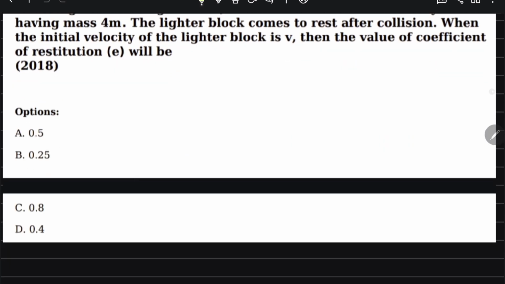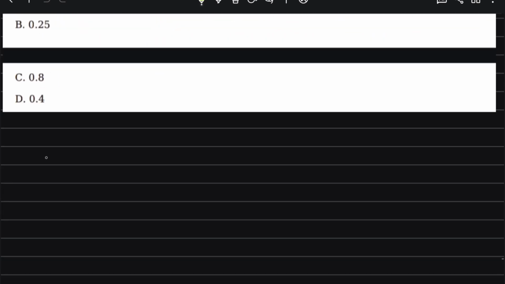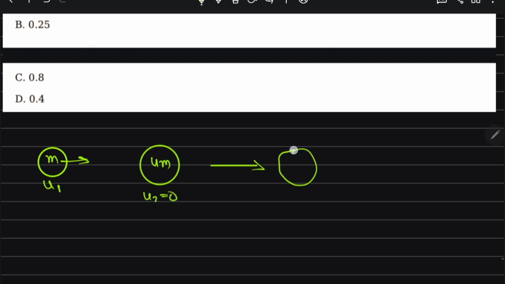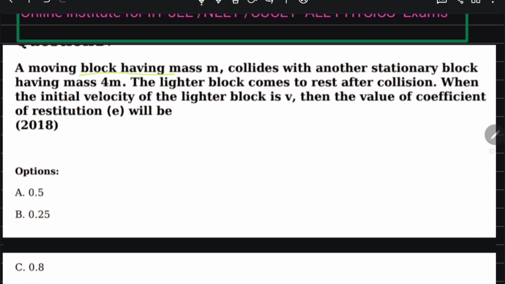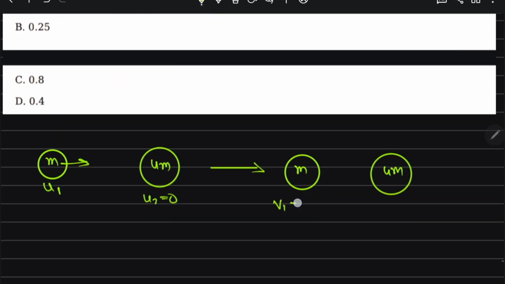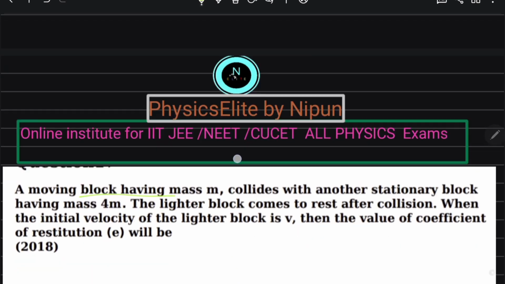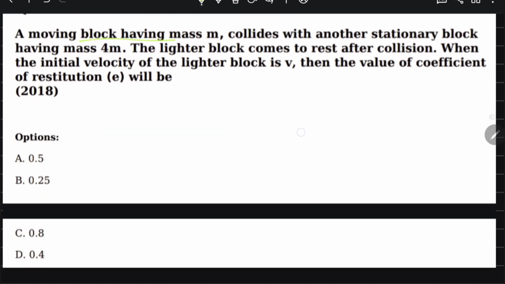So I proceed to the next question. This is about a block of mass m and another body that has a mass 4m. This is moving with a velocity u1, and this is at rest. After the collision, what is going to happen? See this: a moving block having a mass m collides with another stationary block having a mass 4m. The lighter block comes to rest, which means v1 after the collision becomes 0 and v2 is moving. When the initial velocity of the lighter block is v, find the value of the coefficient of restitution.